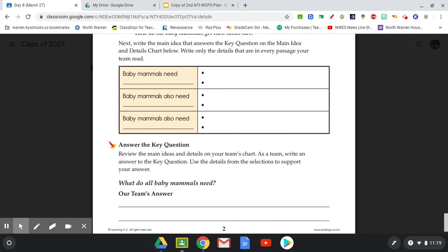And then you can just take what you have written up here and put it in a sentence down here. What do all baby mammals need? Baby mammals need blank, blank, and blank. Okay. Just do your best on that one.